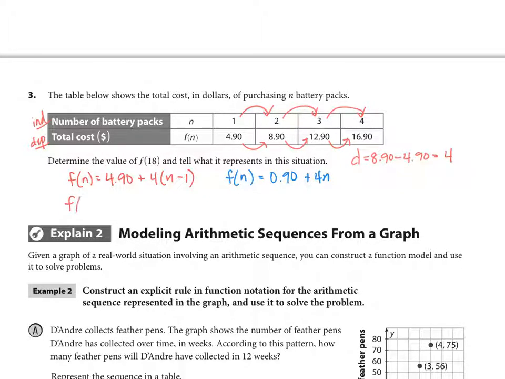So if I want to find f of 18, I'm going to be doing $4.90 plus 4 times 17. And so instead of finishing this off, because you could just do 4 times 17 and then add $4.90, I'll let you finish that. And this represents 18 battery packs cost, whatever the output is. Okay.